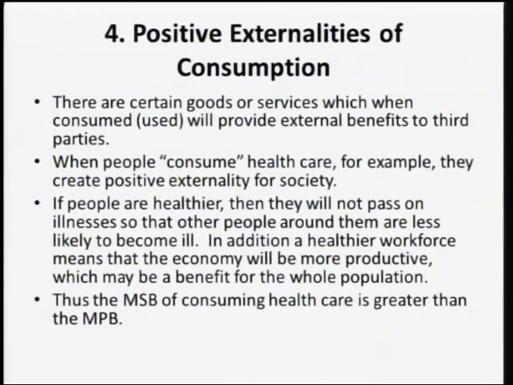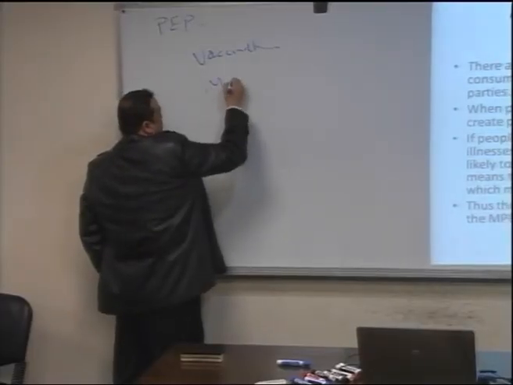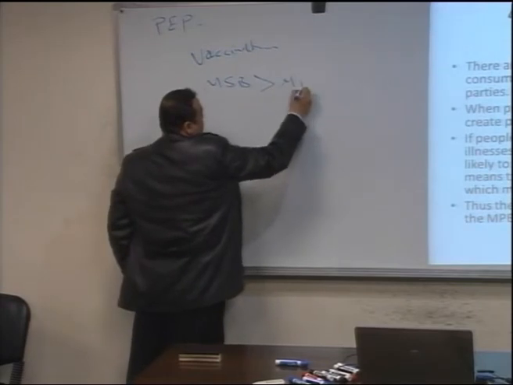This is the example for vaccination. In addition, a healthier workforce means that the economy will be more productive, which may be a benefit for the whole population. Thus, the marginal social benefit of consuming healthcare is greater than the marginal private benefit. This is the marginal for vaccination. Marginal social benefit is bigger than marginal private benefit.